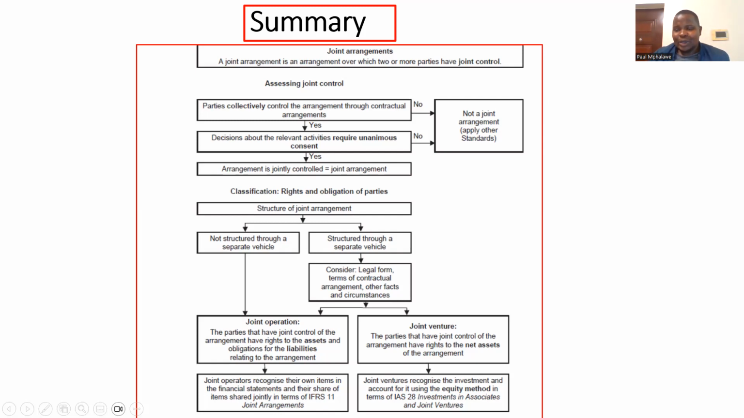So in the joint venture, that's when a separate legal entity is established and the name can be Paul Mpalawe and, let's say, Robert Chingapa and associates, okay? Where these two gentlemen have agreed that we are going to run this business using a separate legal entity.